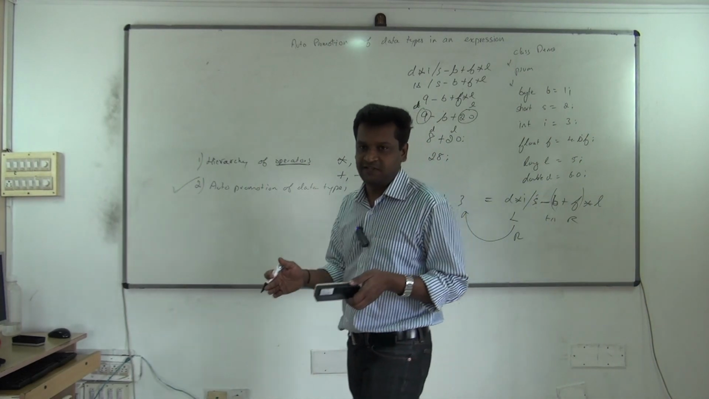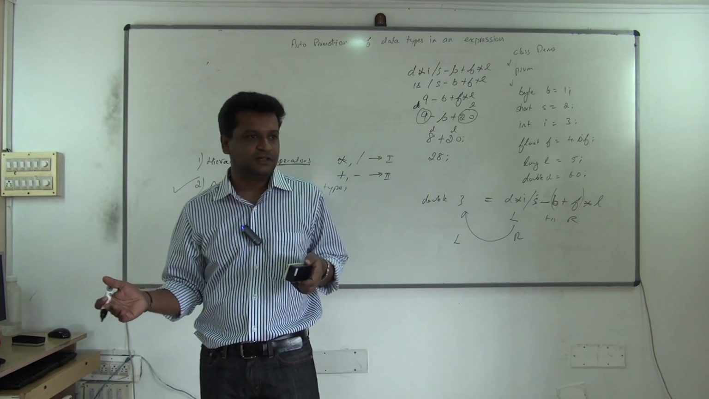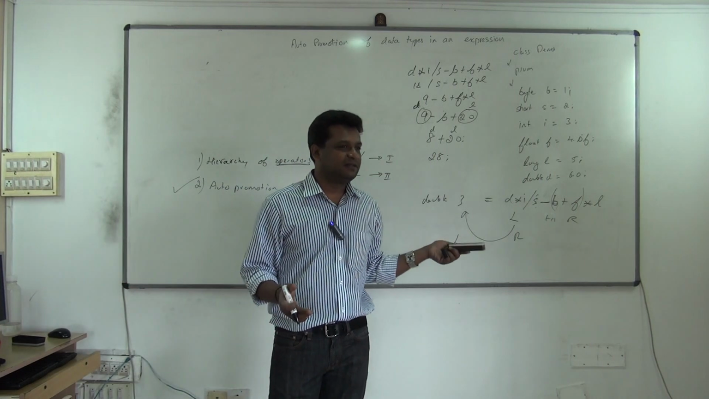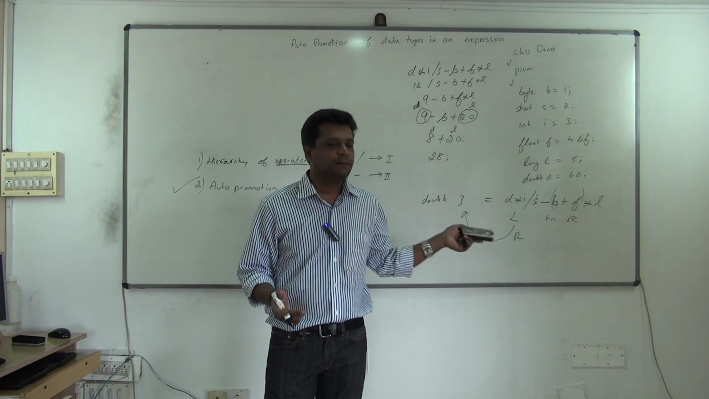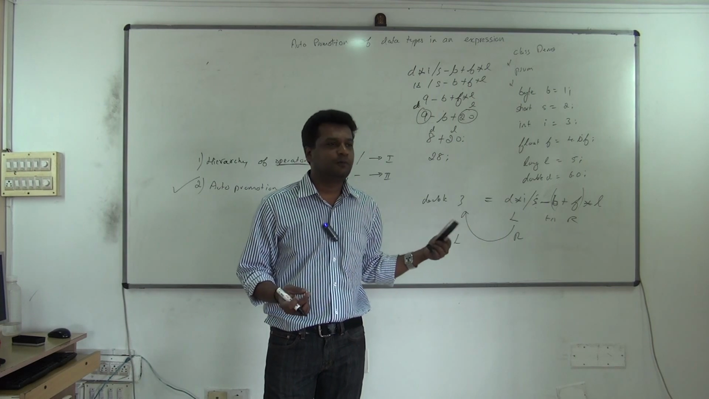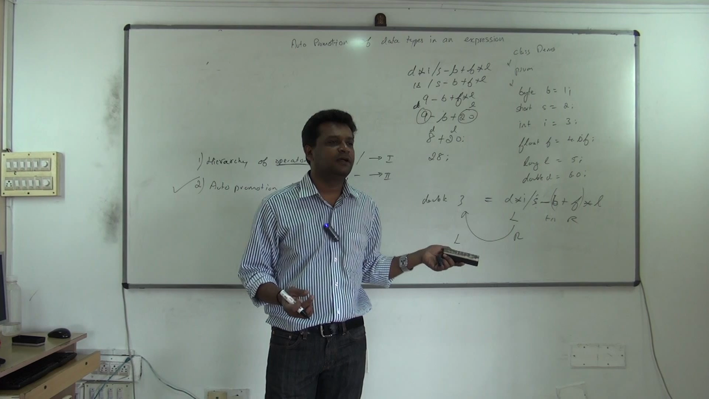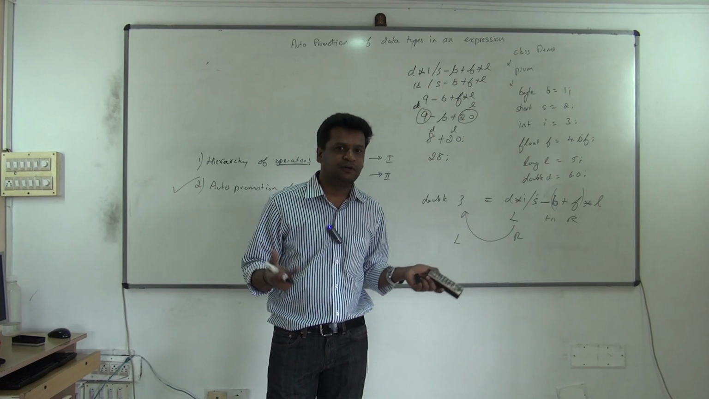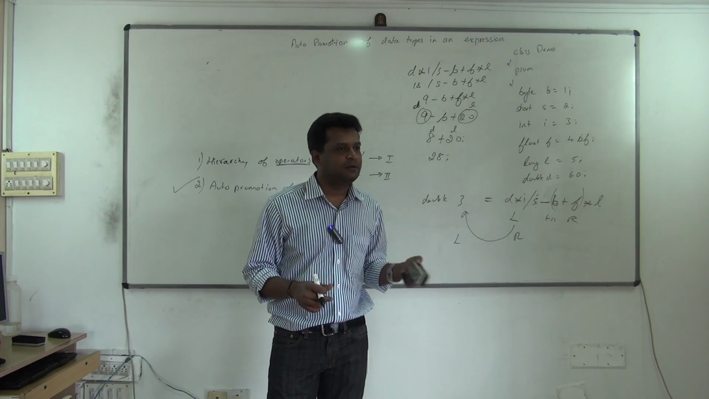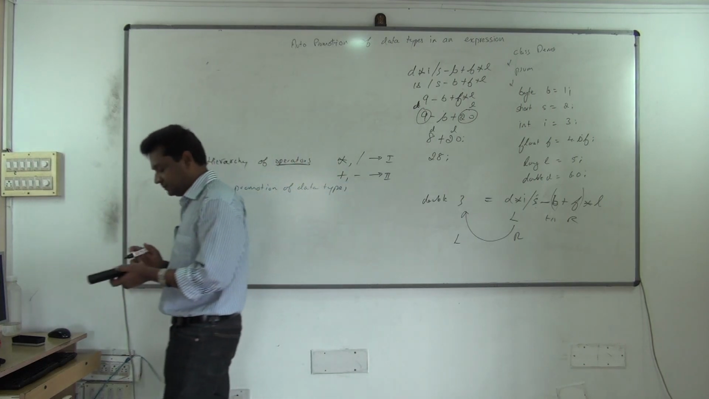Understood? So first place gets executed, then the next place gets executed. That's how it happens. How to change the hierarchy of operators and all that I'll be covering later. But basically I explained how the auto promotion rules work in Java and how the expression gets evaluated. So this I'll type and show it to you now with an example. Then we can go to the next topic. Clear?